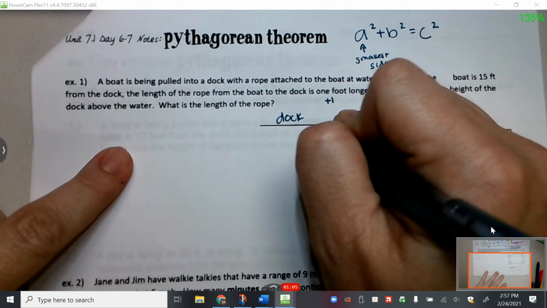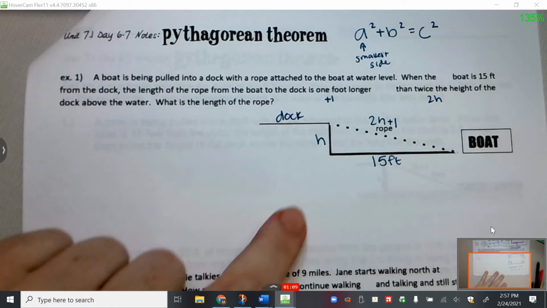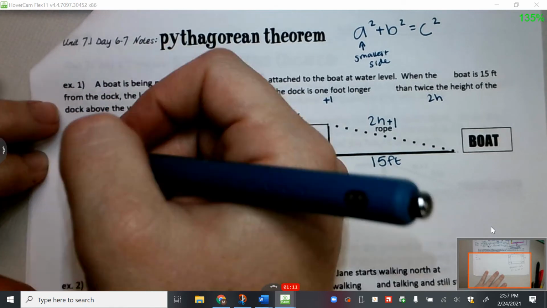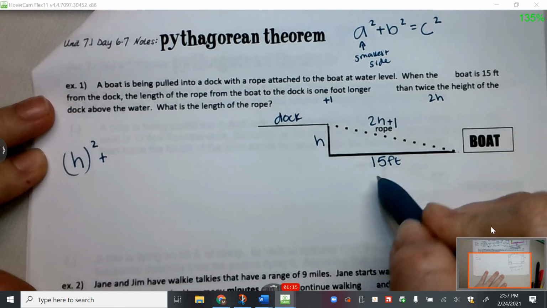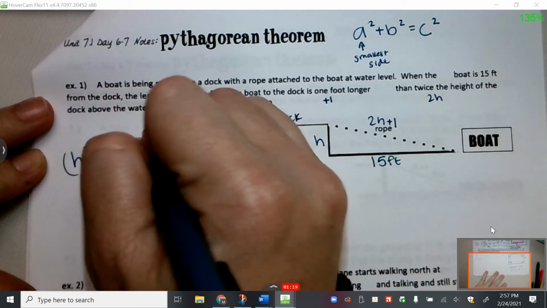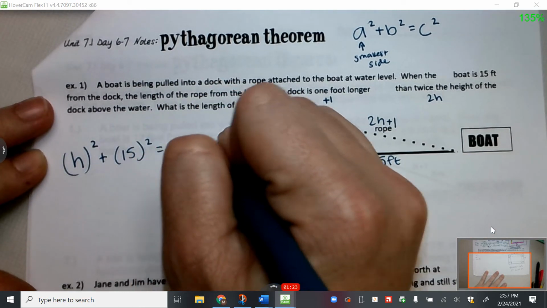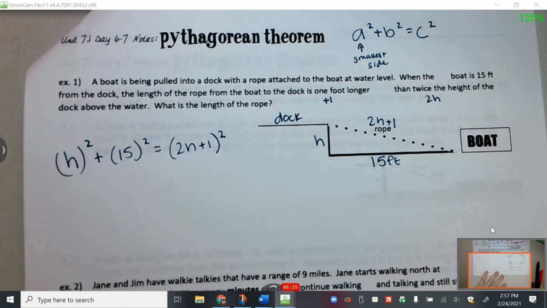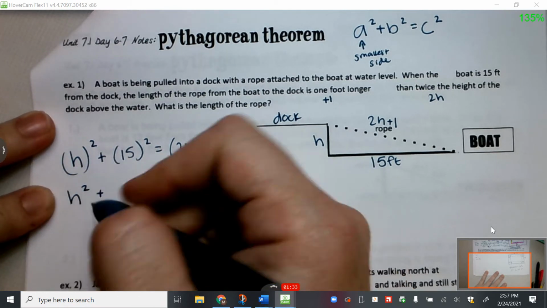So we know that this is our height. So h is our smallest side, so that's our a squared. h squared plus b, which is 15, squared equals c squared, which is this. So we need to factor that out. So this gives me h squared plus 225.